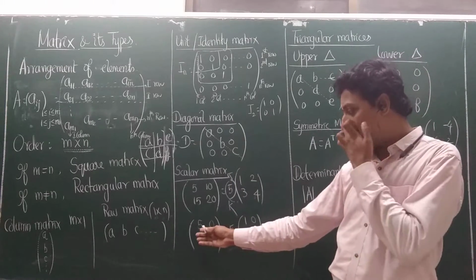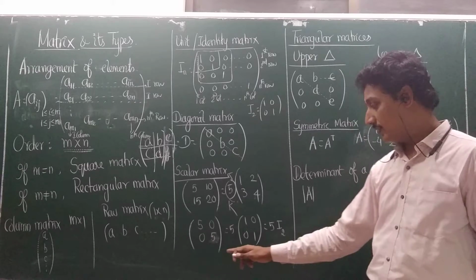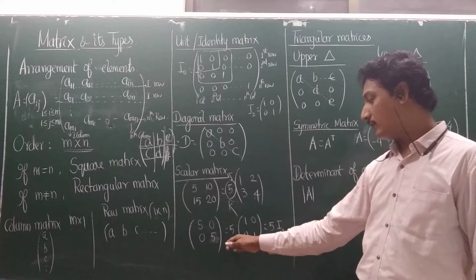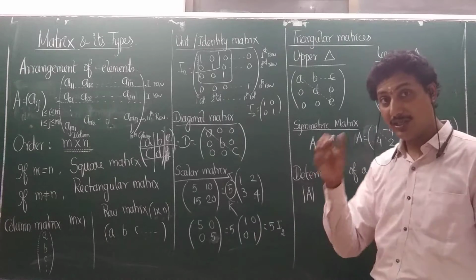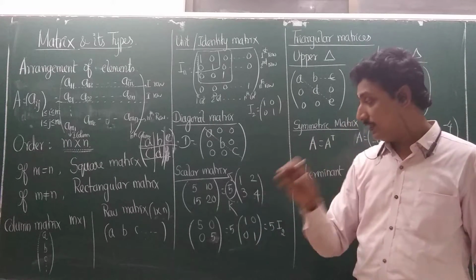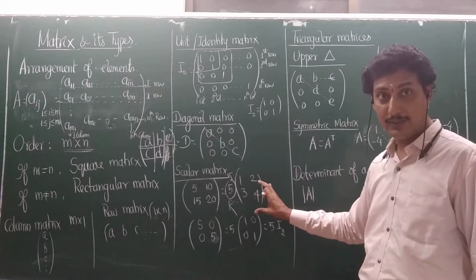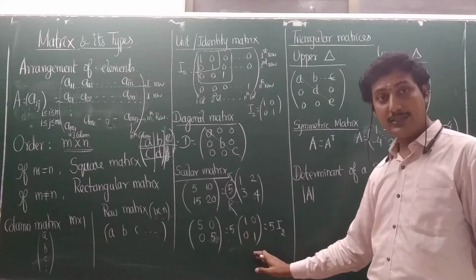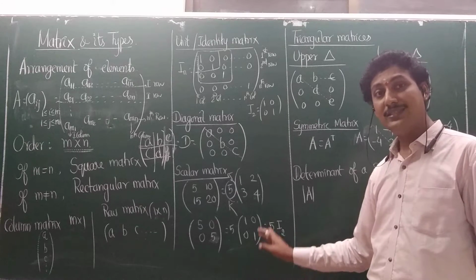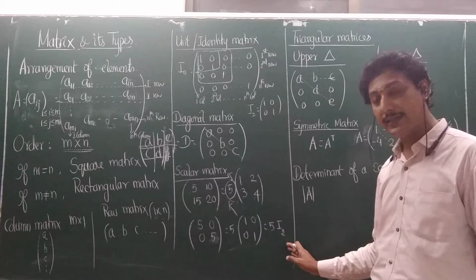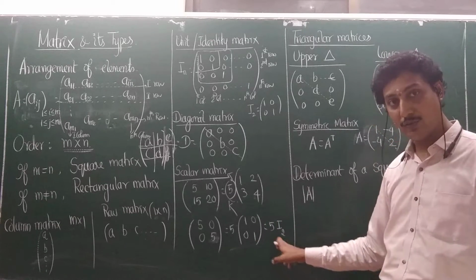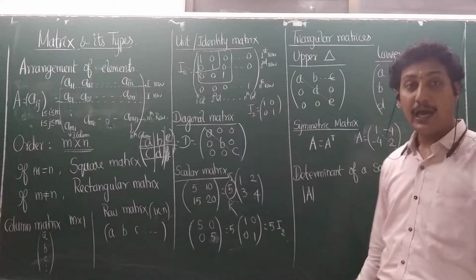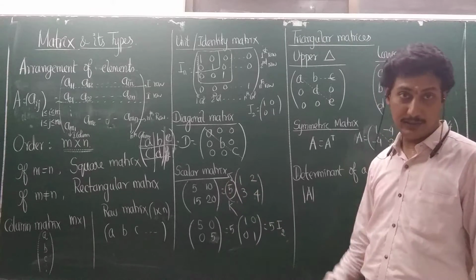For example, let us consider the second one, 5, 0, 0, 5. Take 5 outside, because 5 is the scalar here. 5 taken outside, 1, 0, 0, 1. Each element is a multiple of 5. So 5 into 1, 0, 0, 1. So this is also a scalar matrix, in terms of the identity matrix. This is the I2 example, isn't it? So 5 times I2. Any scalar matrix can be written, if possible, in terms of the identity matrix. Otherwise, we can write it like this.